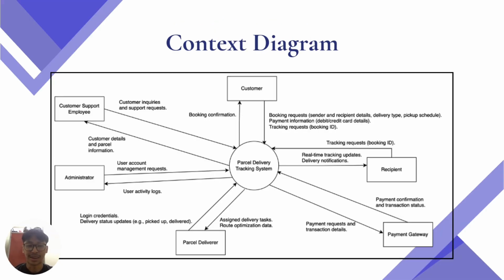So other than requirement engineering context and also goal modeling, we also have the context diagram for our parcel delivery tracking system, which illustrates the key entities and their interactions within the system. So as you can see in the diagram here, at the center of the diagram, it is the parcel delivery tracking system itself, which serves as the core platform facilitating critical functionalities such as parcel booking, real-time tracking, payment processing, and also delivery management. So surrounding this system are the key entities that interact with it.